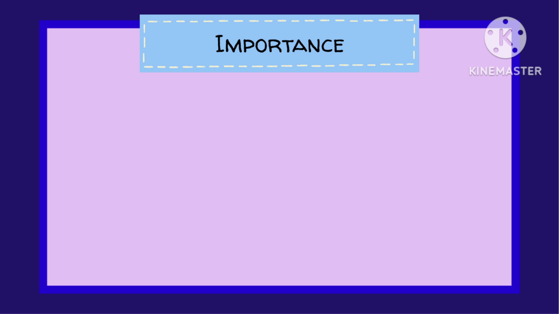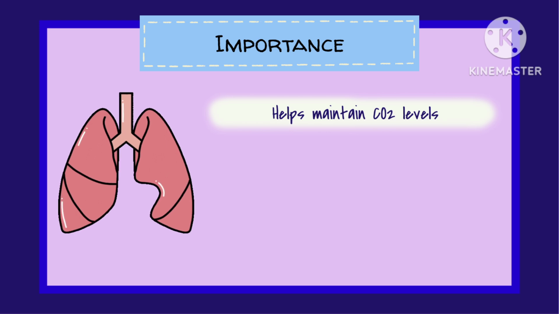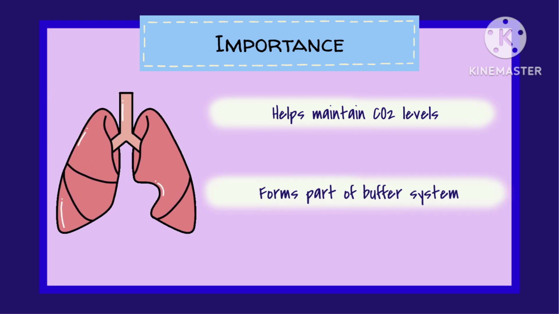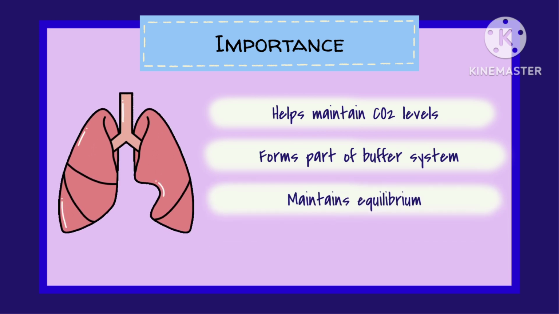Finally, let's discuss the overall importance of this process. This conversion of carbon dioxide to bicarbonate helps keep the carbon dioxide levels in check. Also, this whole process forms a part of our buffer system, which ensures a stable pH of our tissues. The whole process also helps maintain equilibrium in oxygenated and deoxygenated areas without any extra effort from our side. So this is all in the transportation of carbon dioxide in blood.